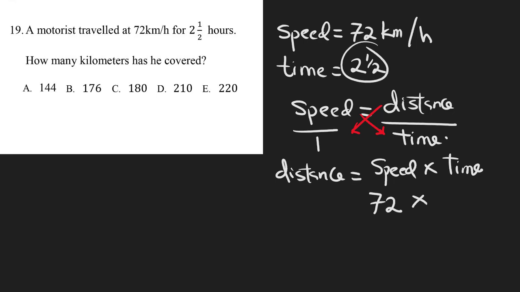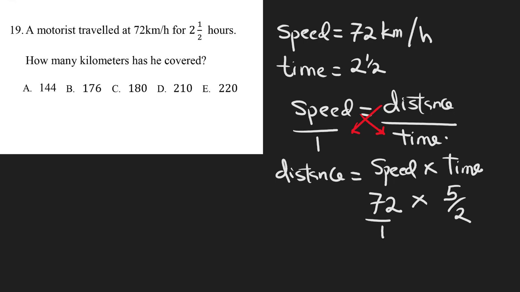Times time, which is this. But it will be better if we convert this time to an improper fraction. So 2 times 2 is 4, and 4 plus 1 is 5. So we're going to have 5 over 2, over 2, right?